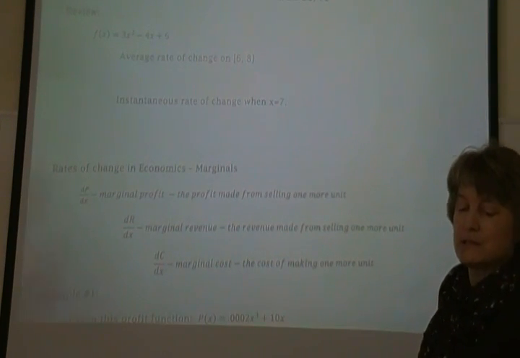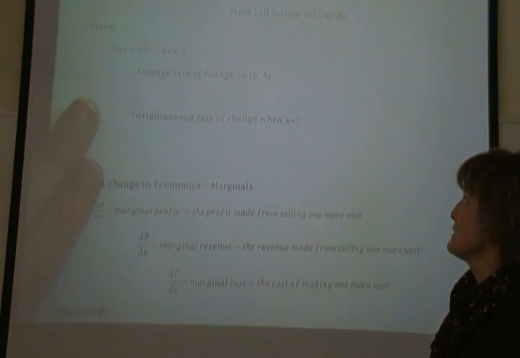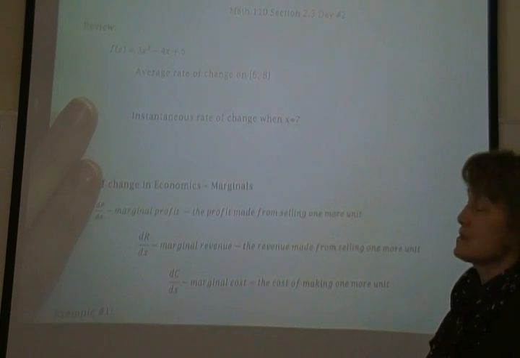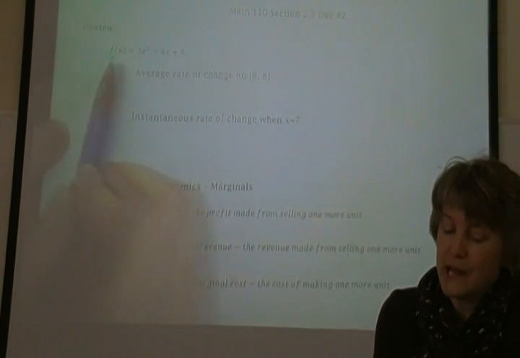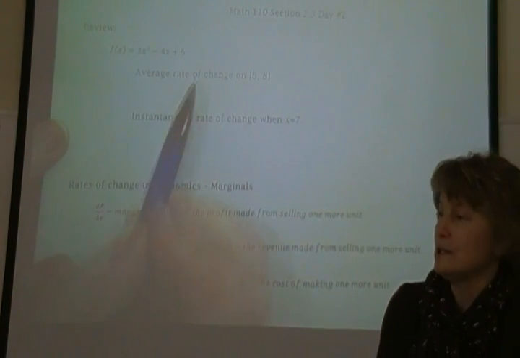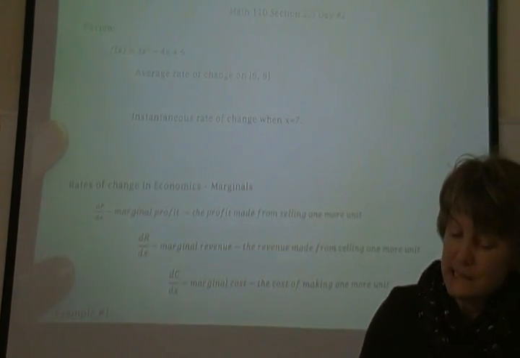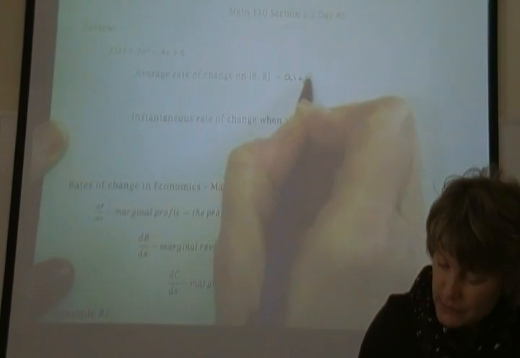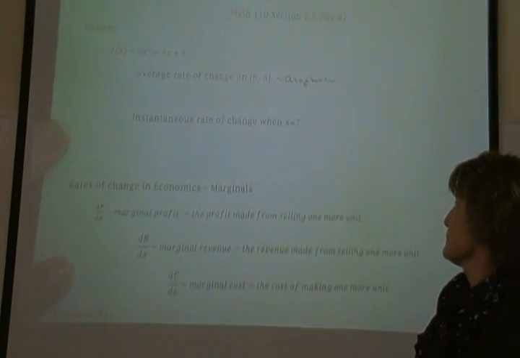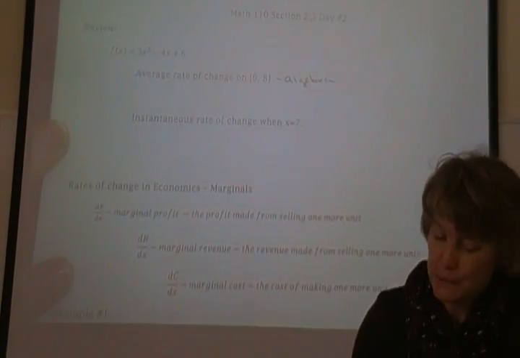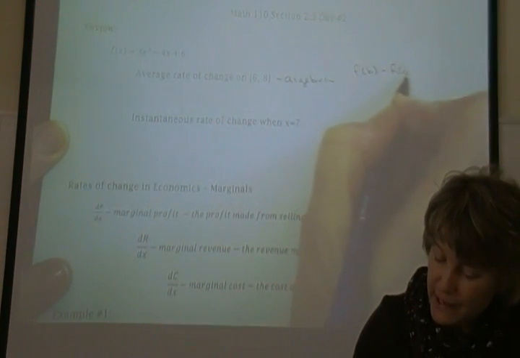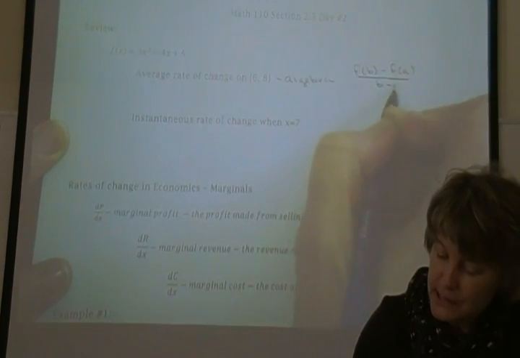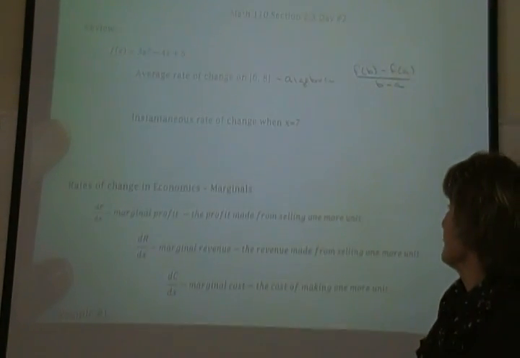The first question on this sheet is a review question. So just to make sure we're all clear about what we did on Wednesday. If you have a function and are asked for the average rate of change, this is an algebra question. All you have to do is remember that average rate of change is f of b minus f of a all over b minus a. That's the definition of average rate of change.